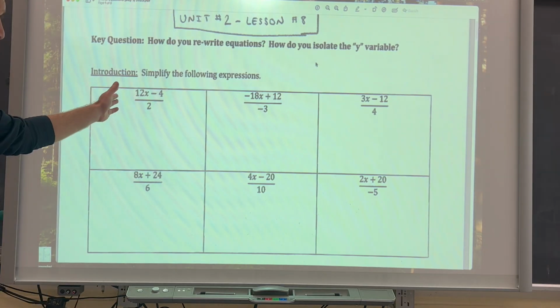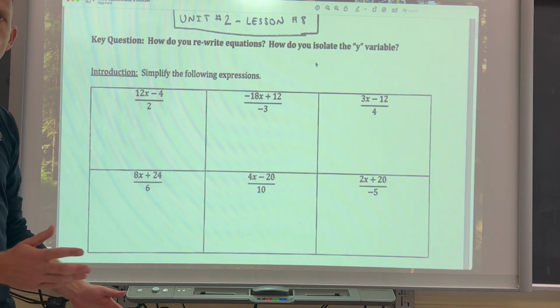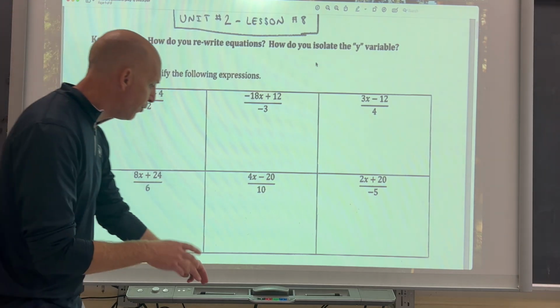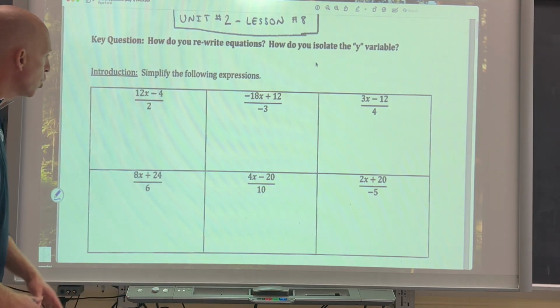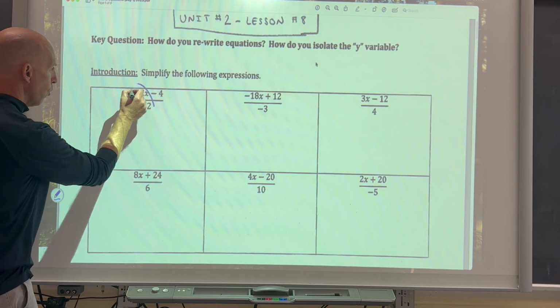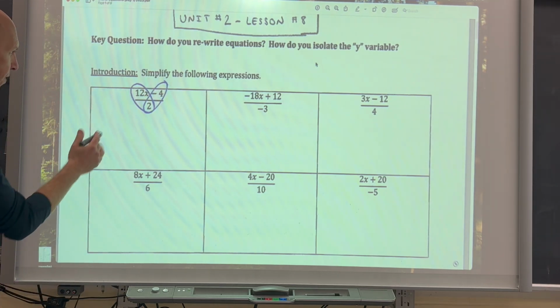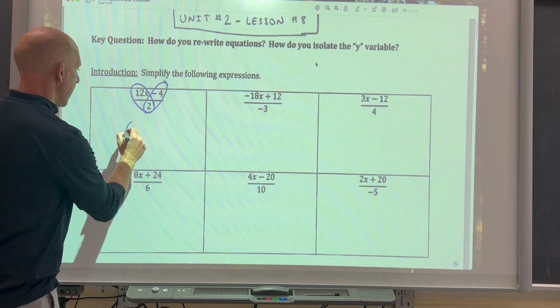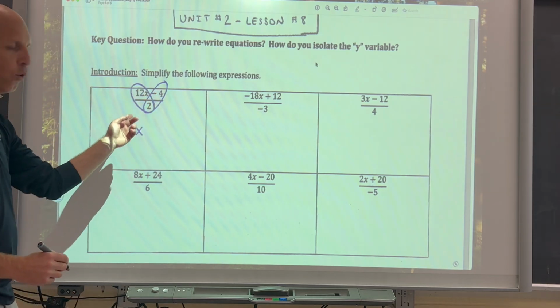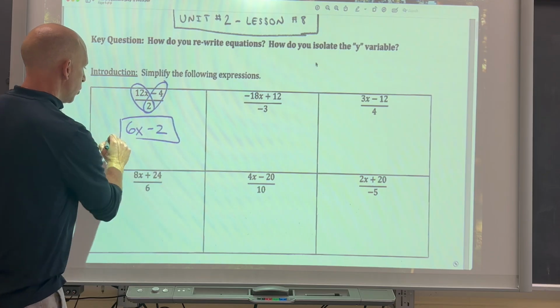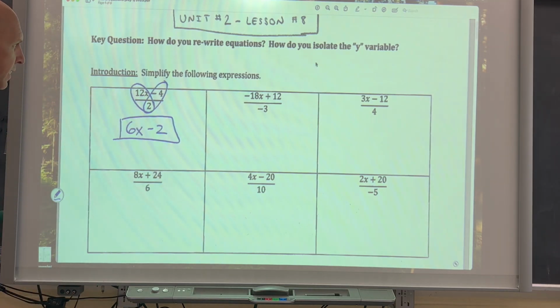So the first one says 12x minus 4, that quantity, divided by 2. If you have two terms in the numerator, you need to divide both of those terms by that 2. 12x divided by 2 would give me 6x. Negative 4 divided by 2 would give me negative 2. This expression simplifies to 6x minus 2.